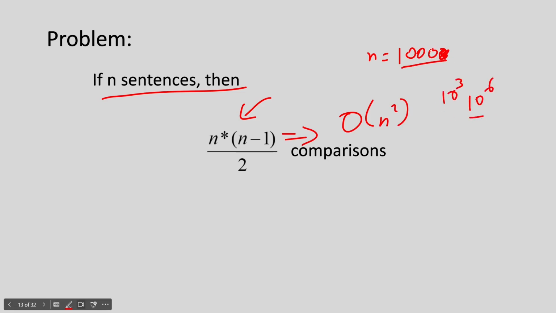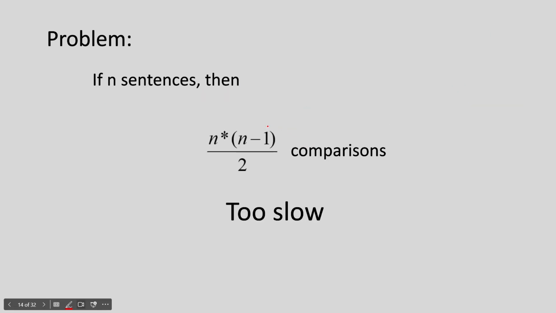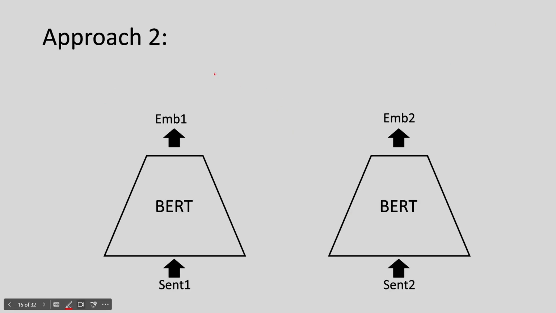So this is only 10^3. What if this is 10^6? Then the comparisons are going to be 10^12, something like that. Divide by 2, whatever, very close to this. So the idea is this is not going to scale. Okay, so this is too slow. Scalability, and why is it not going to scale? Because it's too slow. Now let's go for the second approach.